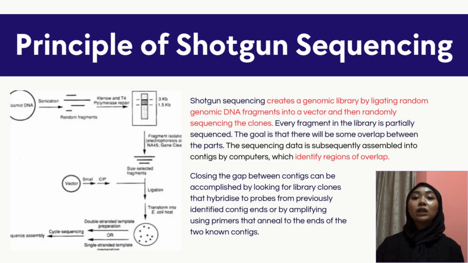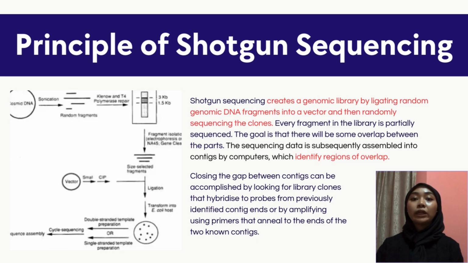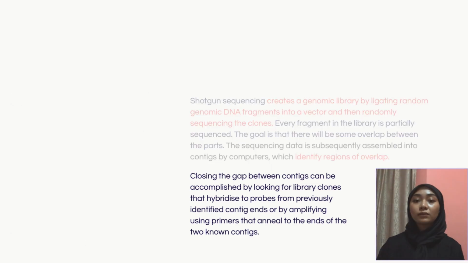Shotgun sequencing creates a genomic library by ligating random genomic DNA fragments into a vector and then randomly sequencing the clones. Every fragment in the library is partially sequenced. The goal is that there will be some overlap between the parts. The sequencing data is subsequently assembled into contigs by computer, which identify regions of overlap. Closing the gap between contigs can be accomplished by looking for library clones that hybridize two probes from previously identified contig ends, or by amplifying using primers that anneal to the ends of the two known contigs.